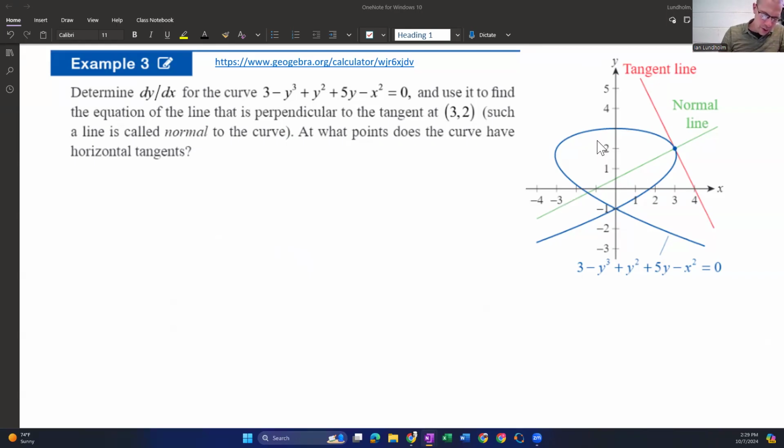All right, so we're starting off. Let's go ahead and just copy down that entire equation. 3 minus y cubed plus y squared plus 5y minus x squared equals 0. Flip. Okay.